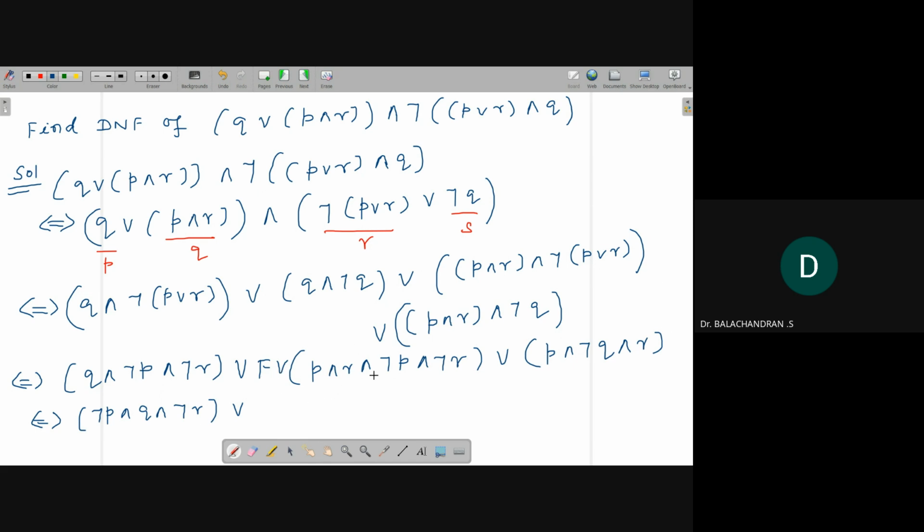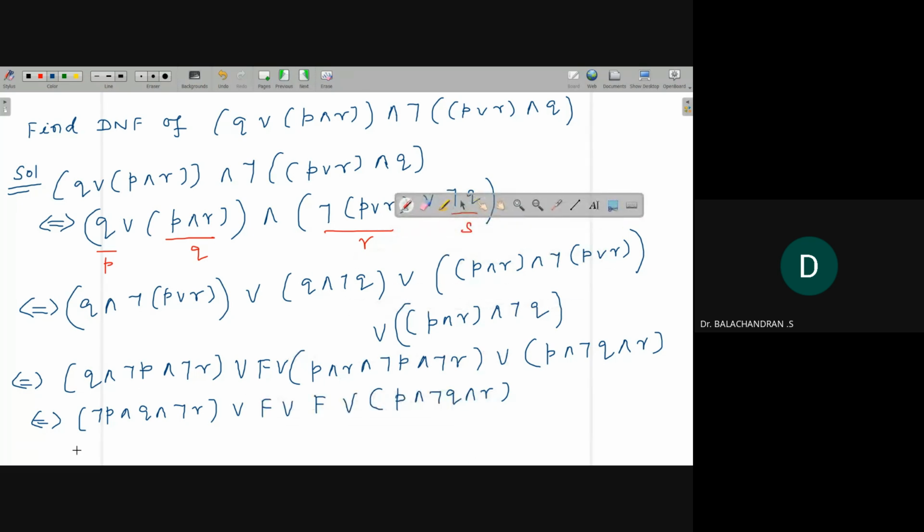Here also, what? Okay, I'll write R. This is also P and negation P, R and negation R is false. R, P and negation Q and R. So finally you will get, which is equivalent to, negation P and Q and negation R. Okay, and then R, P and negation Q and R.